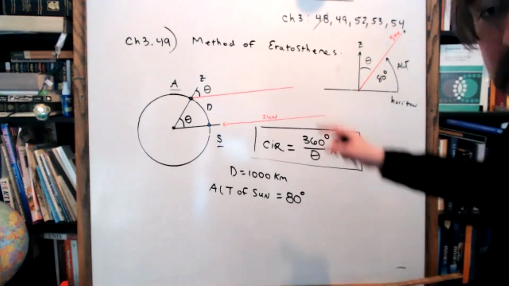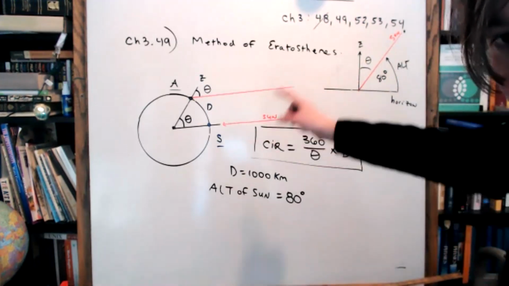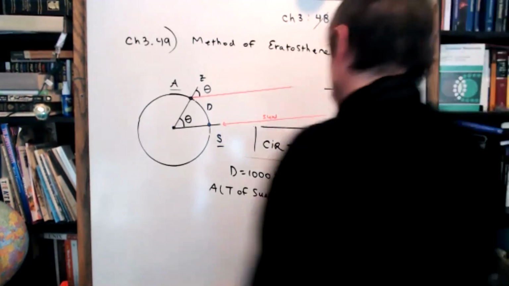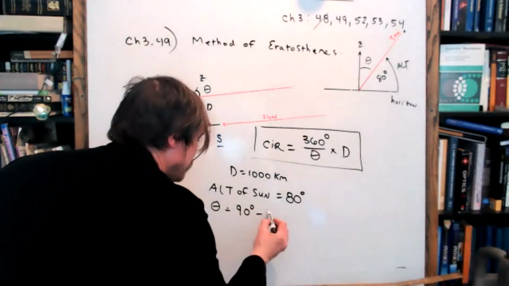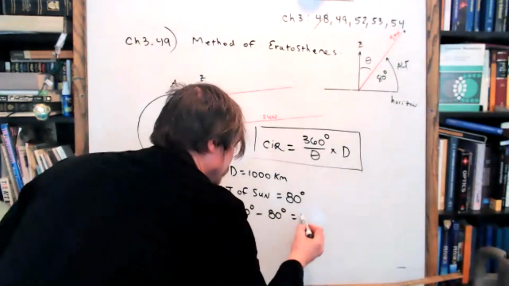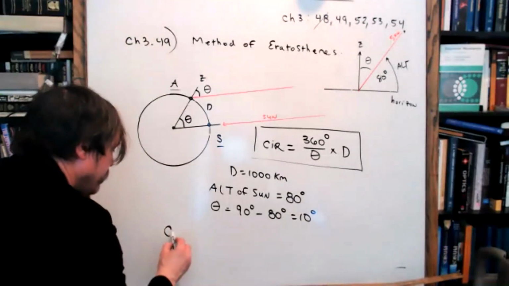The trick to this problem was recognizing that they didn't simply give you the angle in the formula, but that they made you do a little bit of astronomy, okay? So theta is 90 degrees minus 80 degrees, 10 degrees. And now we just plug it in and we get the answer and we're done.